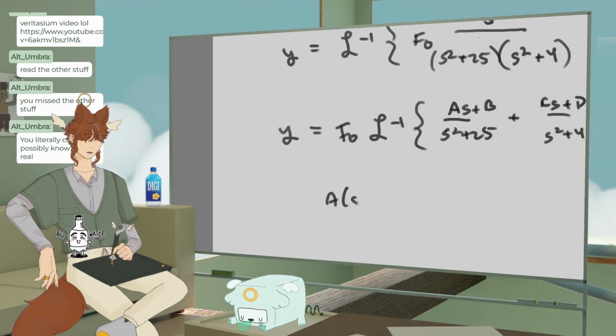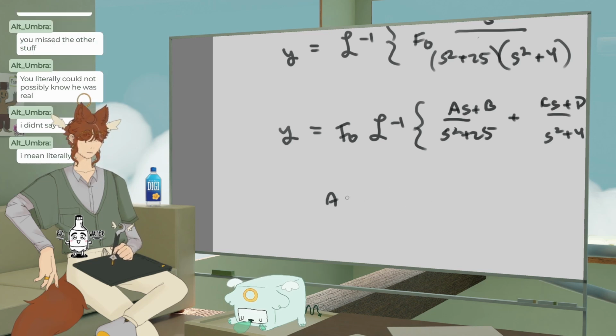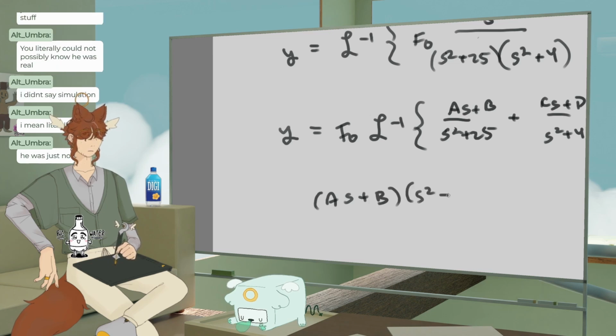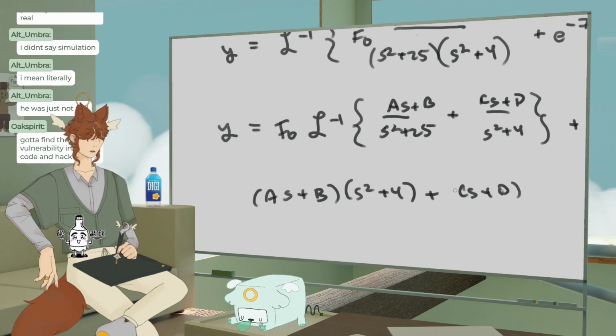So we have A times s squared plus 4, and then plus... Nope, I lied. A s plus B, times s squared plus 4, plus C s plus D, s squared plus 25.